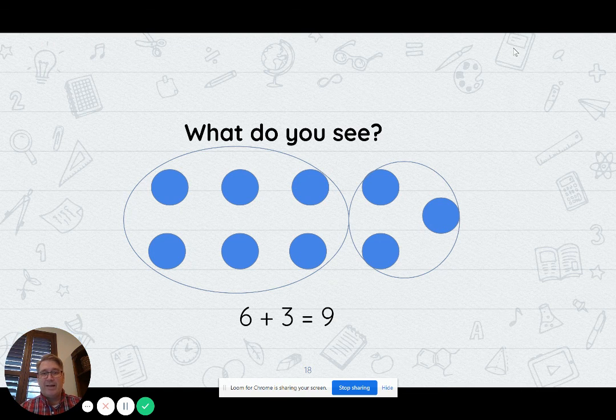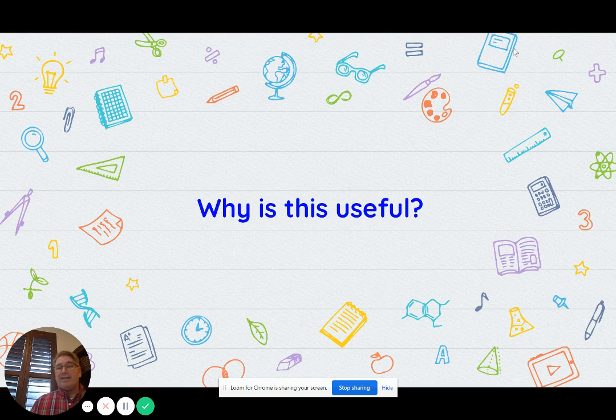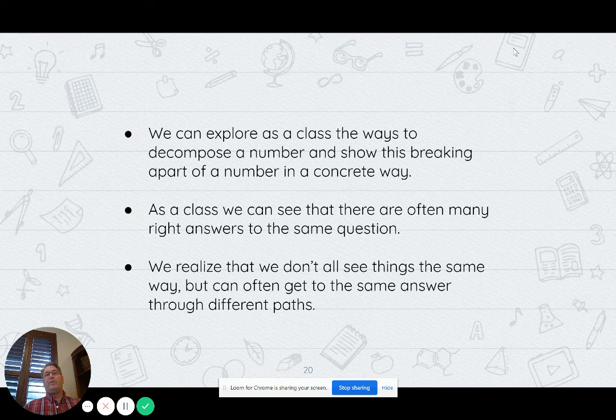Now, you might think that that's really fun, but what good is that in terms of mathematics, Eric? Well, why is this useful? There's some big points in this. One, we get to explore as a class lots of ways to decompose a number, but not just by putting numbers out there, but showing it in a concrete way. We can count the dots and see that there are 6 dots and 3 dots, and that still makes 9, right?